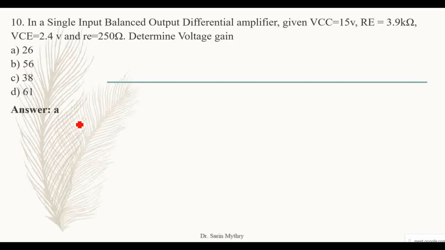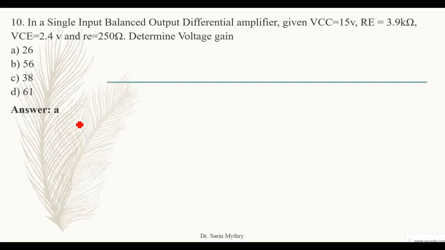Now let us go to the next one, the 10th one. In a single input balanced output differential amplifier, given VCC equal to 15 volt, RC equal to 3.9 kilo ohm, VCE equal to 2.4 volt, and RE, which is very important, a small RE of 250 ohms, determine the voltage gain. The options are A equal to 26, 56, 38 and 61. Among these, the correct option is A.